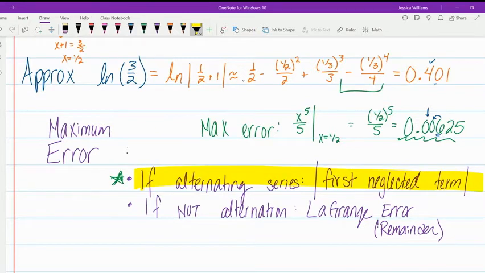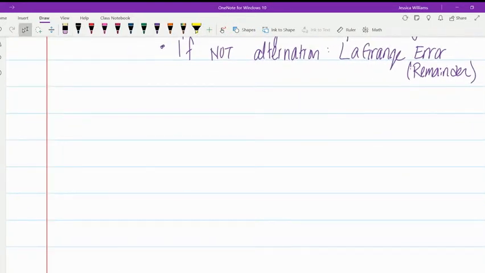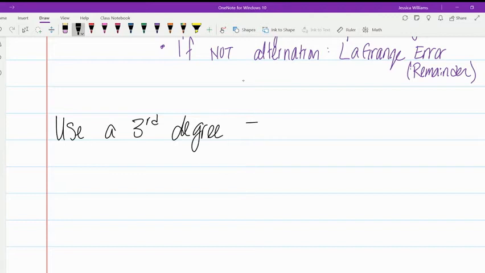So let's talk about if it's not alternating. And we're going to do it inside of a question. So let's use a third degree Taylor to approximate the square root of e.